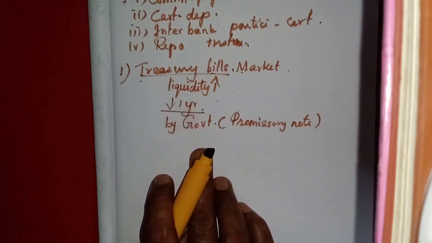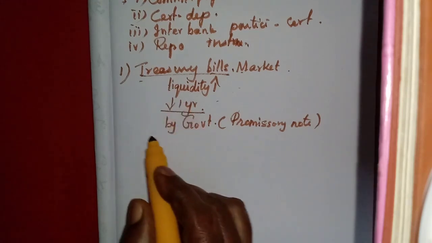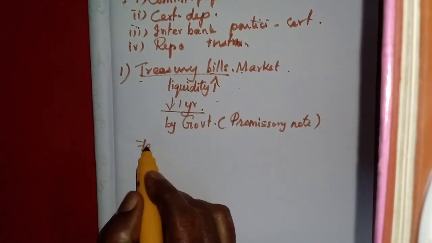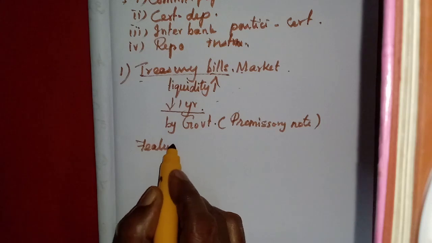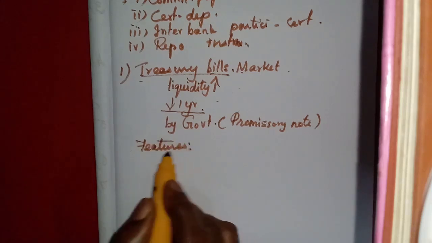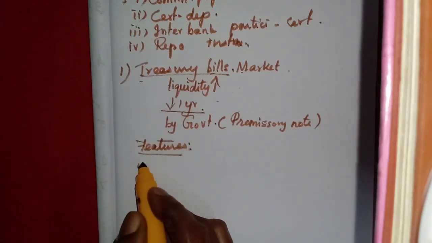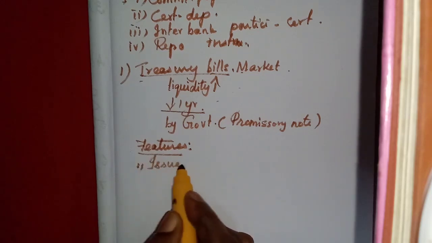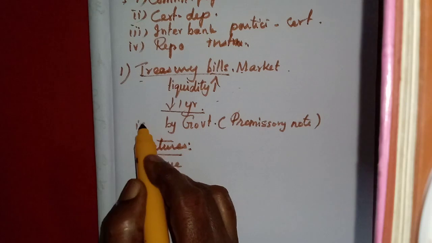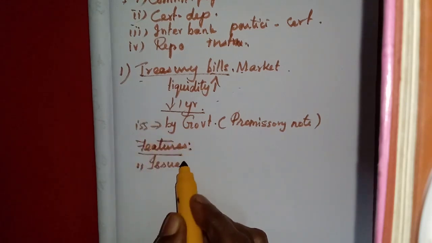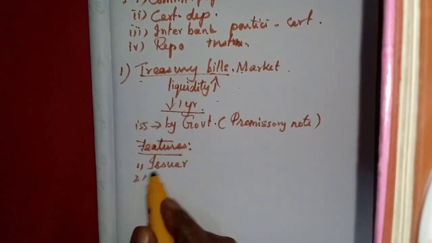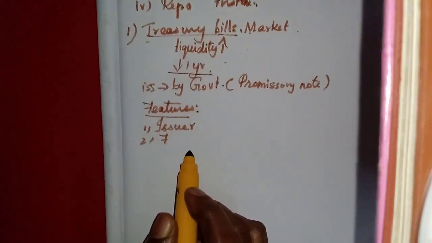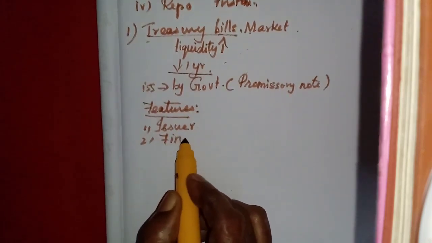Now we will see the features of these treasury bills. What are the features? First one, issuer. Who will issue? We have studied already. The issuer is the government. Then finance bills.